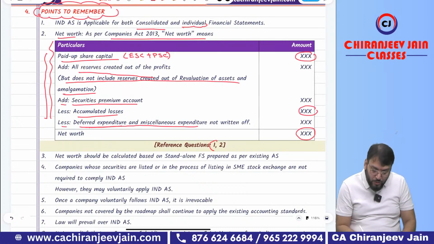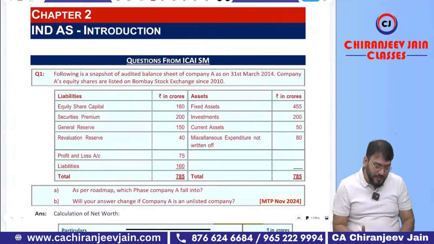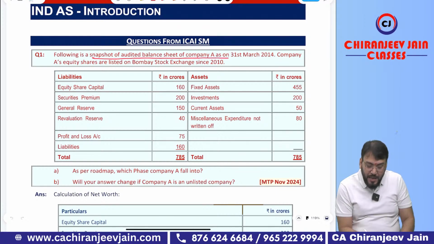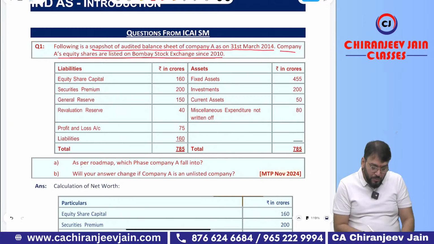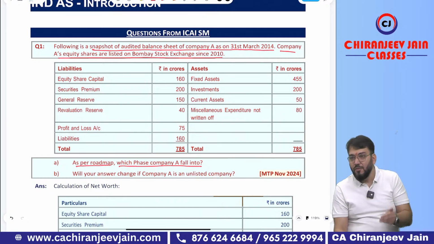Let us come to one question. Question number 1. Following is the snapshot of the audited balance sheet of a company as on 31st March 2014. Company A's equity shares are listed on the Bombay Stock Exchange since 2010. It is a listed company. So tell me, as per the roadmap, which phase does the company fall into, phase 1 or phase 2?